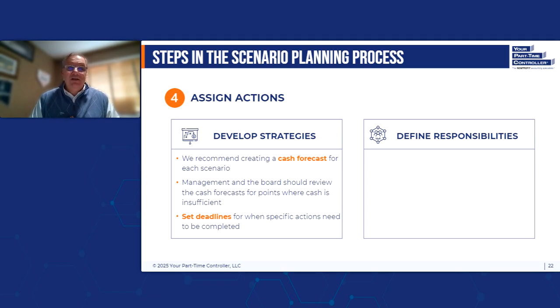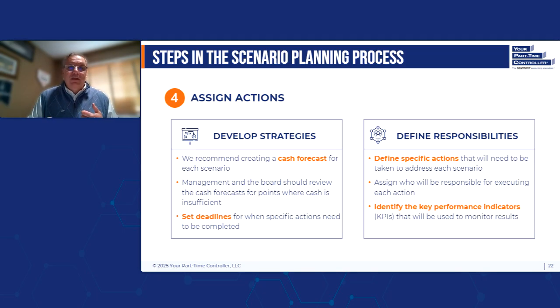But you also want to set deadlines for when specific actions need to be completed. If you're going to assign somebody a task, there should be a set deadline for that to be done. Define those responsibilities, and we're going to share more about that in a second. Assign who's going to be responsible for it, and identify the performance indicators, the KPIs, that you're going to utilize to monitor the results. Again, it's no good to just set up a plan and put it on the shelf. You have to assign people responsibilities to take care of things, and they have to be specific.